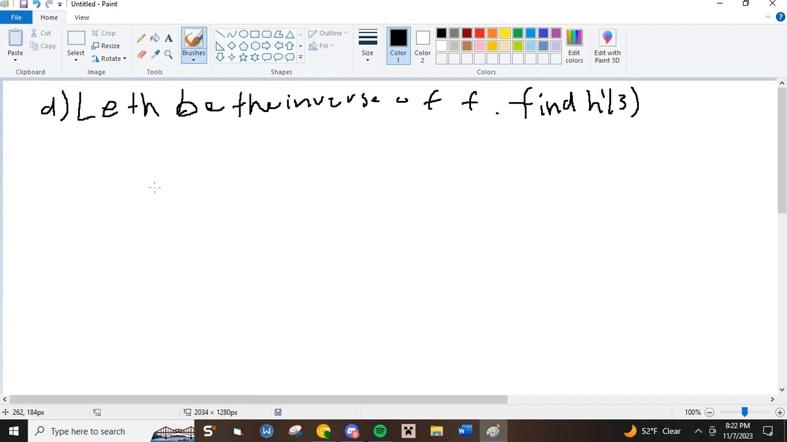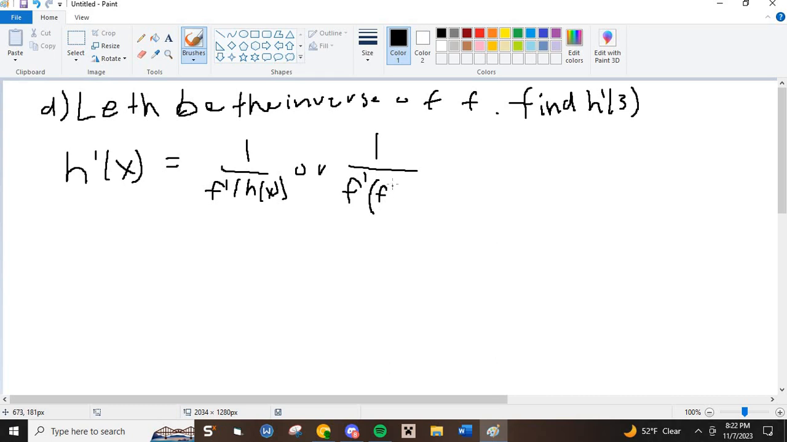So first thing we have to do is find H prime of x. We know that H is the inverse of F, so the derivative of the inverse is 1 over f prime of h of x, or 1 over f prime of f inverse of x. So we have to find f inverse of x. They want you to find it at the point 3, so f inverse of 3.